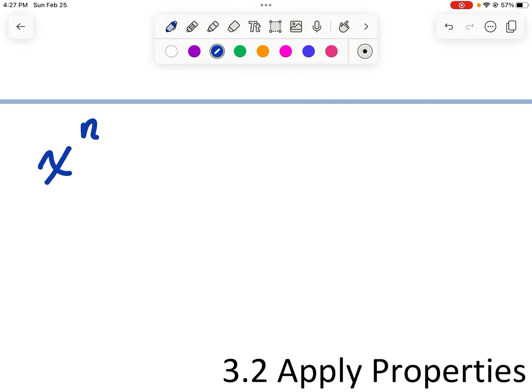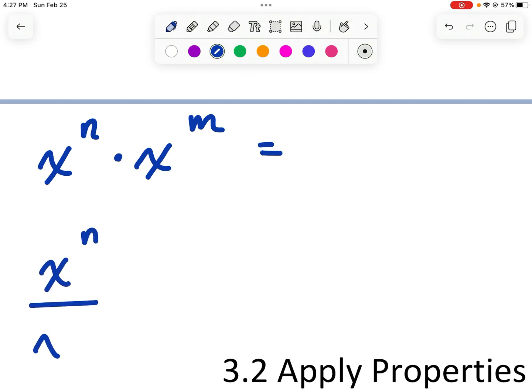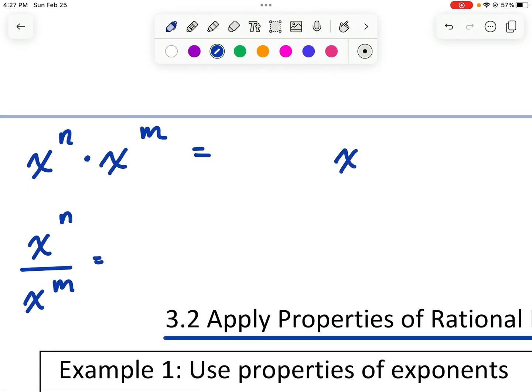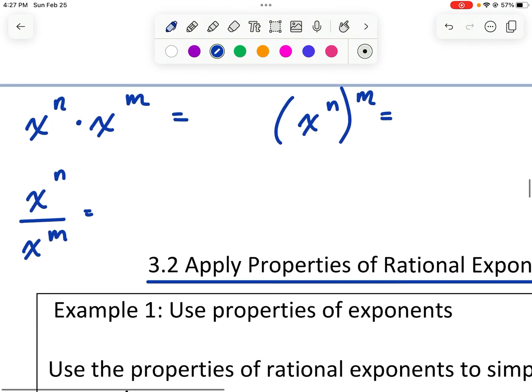If we have x to the n times x to the m, if we have x to the n divided by x to the m, if we have x to the n all to the mth power, and then if I have x over y all to the nth power, go ahead and quickly pause, come back, and fill in what each of these exponent laws are.